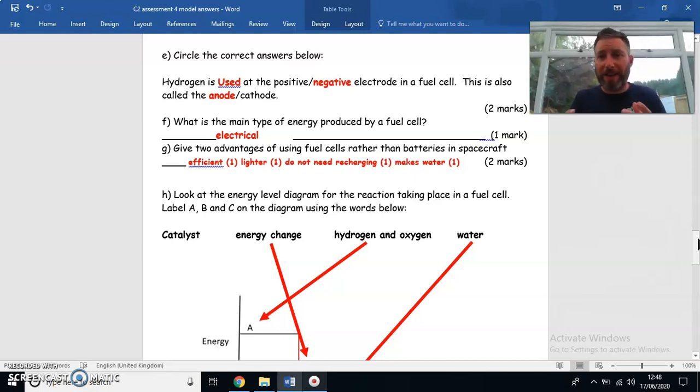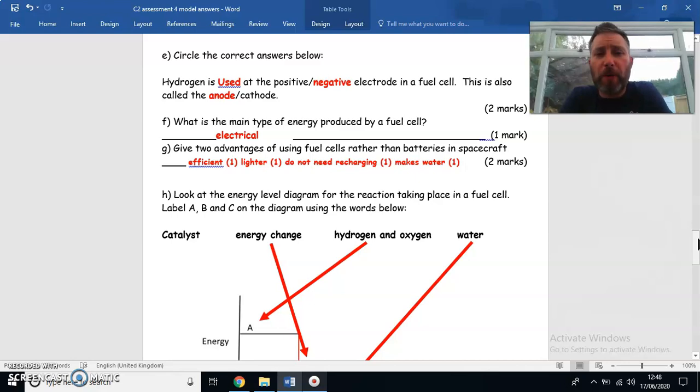So the electrons can't take the short route, so what do they do? They take the long route and go down a wire, and as they do that, they do work. They perform useful energy transfers as they go. So electrical energy in a fuel cell.